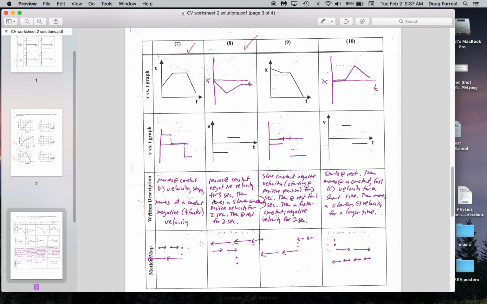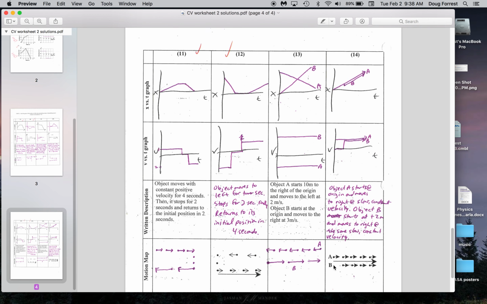And what I've got here is some of the motion maps. And the motion map should agree with all three things I talked about. So here, moving at a slower positive velocity, staying at rest for a couple of seconds, a faster negative velocity. Here I start off with a fast negative velocity, slightly slower positive velocity, not moving. Slow negative, not moving, fast negative velocity. Not moving, fast positive velocity, slow negative velocity.